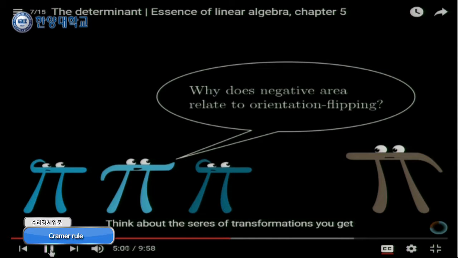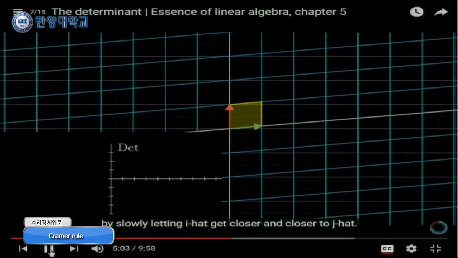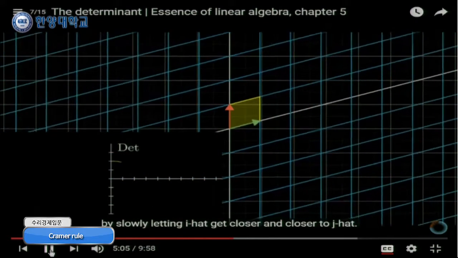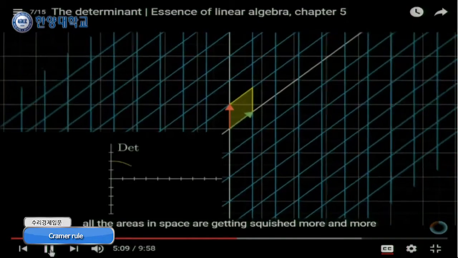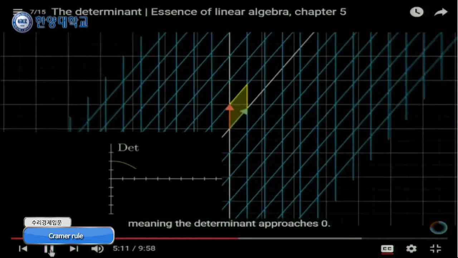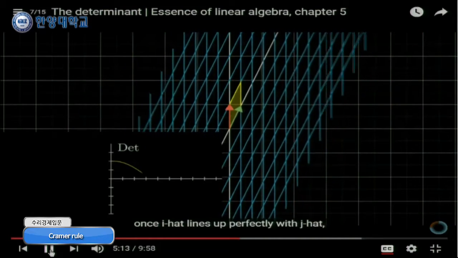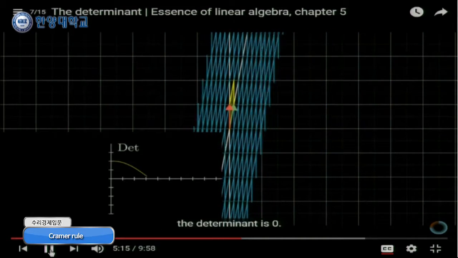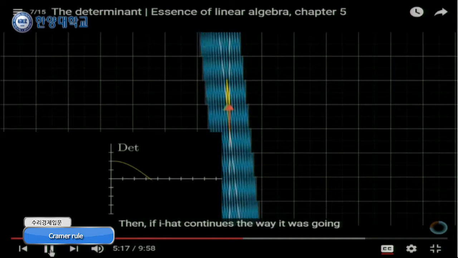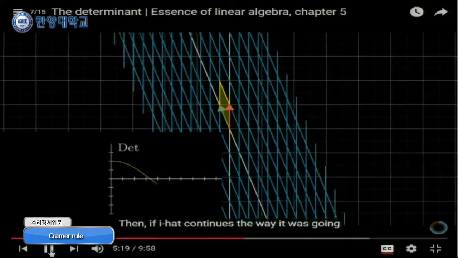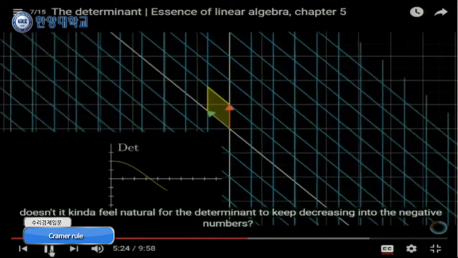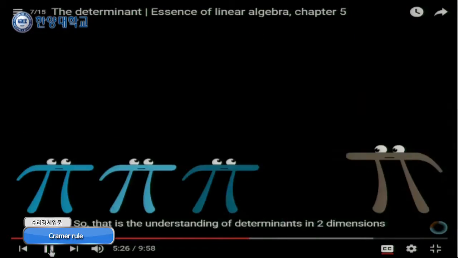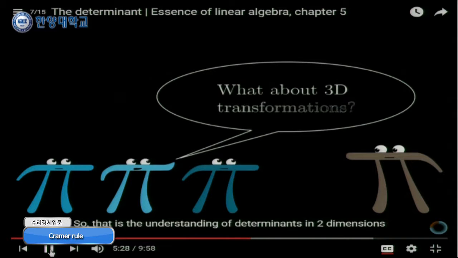Think about the series of transformations you get by slowly letting i hat get closer and closer to j hat. As i hat gets closer, all of the areas in space are getting squished more and more, meaning the determinant approaches 0. Smaller and smaller. Once i hat lines up perfectly with j hat, the determinant is 0. Then, if i hat continues the way that it was going, doesn't it kind of feel natural for the determinant to keep decreasing into the negative numbers? So that's the understanding of determinants in 2 dimensions.